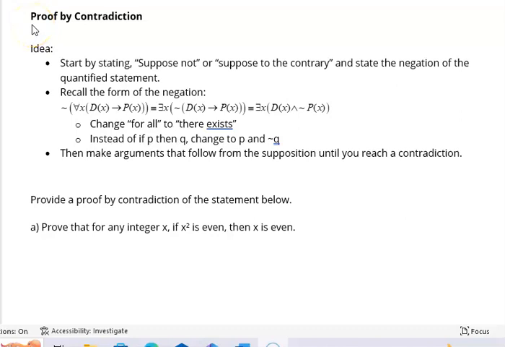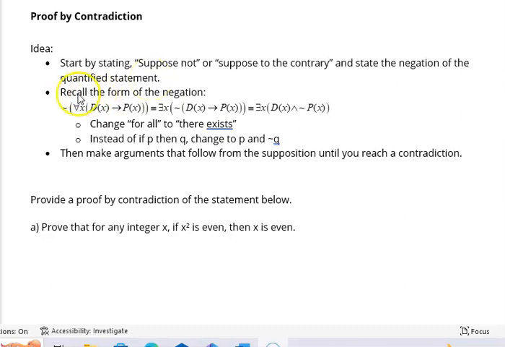In this video, we're going to learn another method of proof called proof by contradiction. So here's the idea. We start by stating "suppose not" or "suppose to the contrary" and state the negation of the quantified statement. So we're given a statement, we say suppose our statement isn't true.